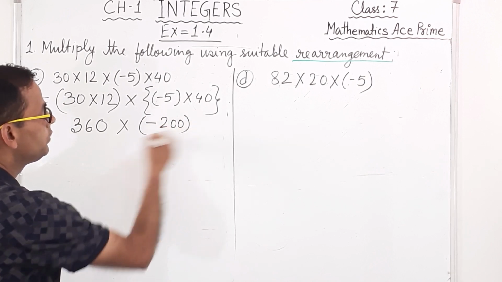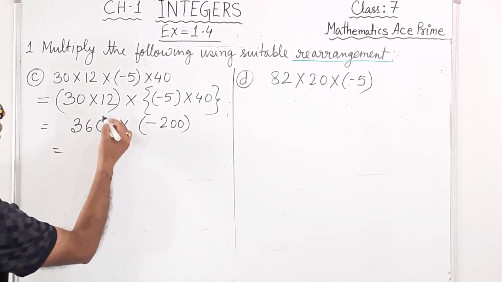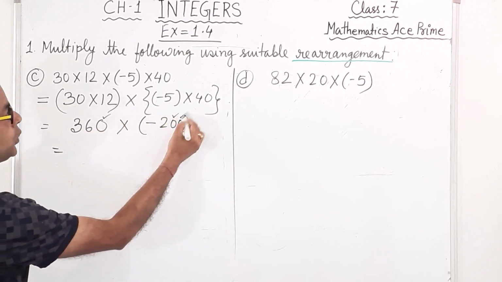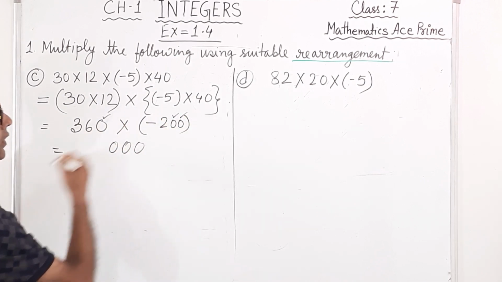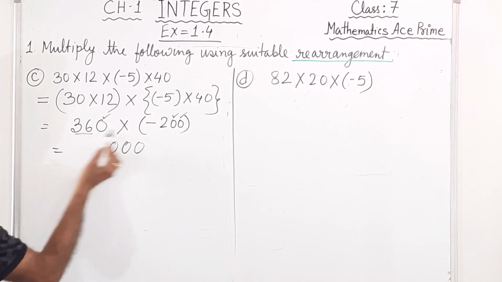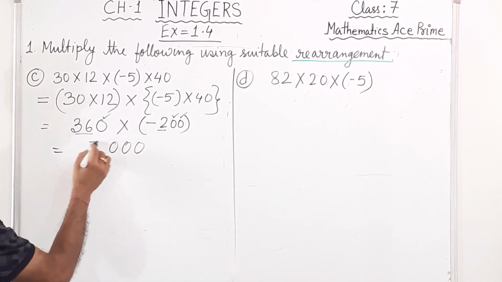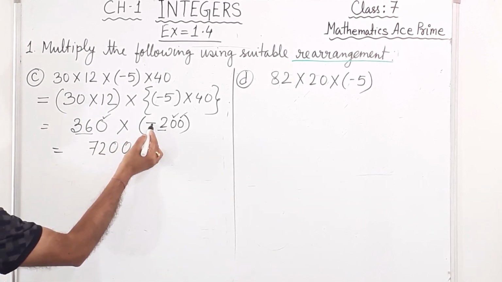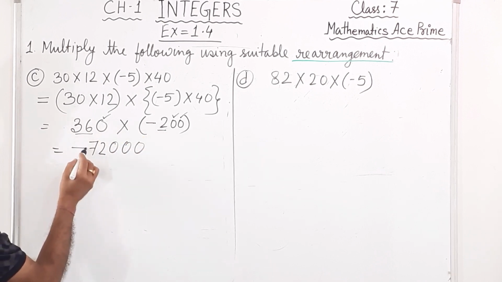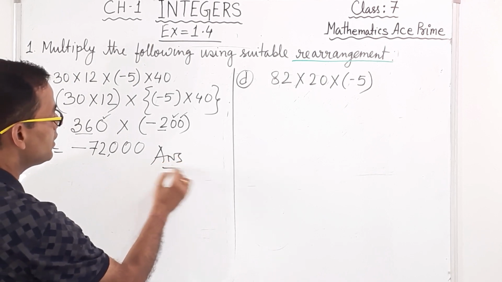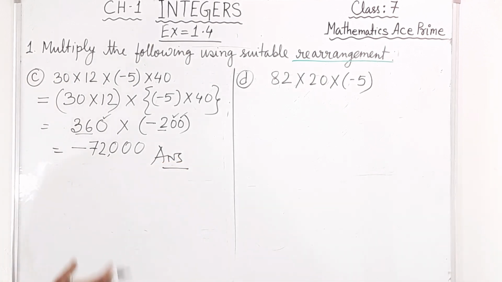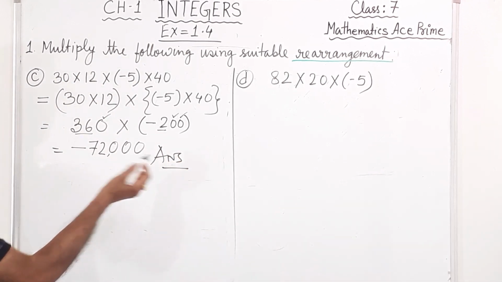200. Now you see here how many zeros are there? 1, 2, 3, so 3 zeros. Now 36 and 2 left. 36 into 2, 72. And the sign here minus, here plus, so it will be minus 72,000, and this is the answer. Those who cannot do it directly orally, you can do the rough work.